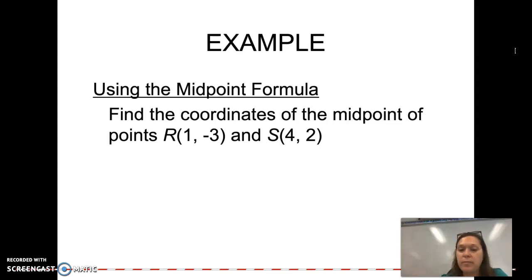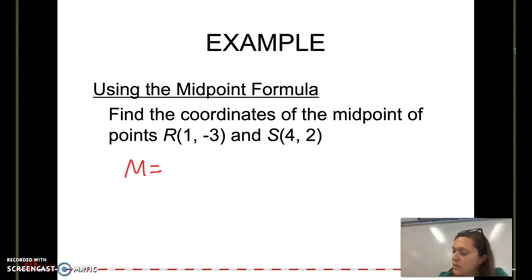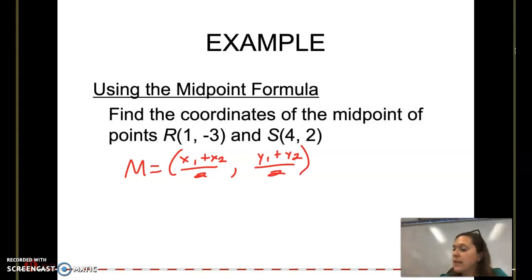So remember, our midpoint formula is big M is equal to x1 plus x2 divided by 2, comma, y1 plus y2 divided by 2. It may help to label your points. I'm going to call R my point 1, so I'm going to make that an x1 and a y1. Don't make it x1, x2. You have an x and a y at each point. I'm going to make point S be my second point, so that's going to be an x sub 2, y sub 2. We just use that subscript to identify point 1 and point 2.